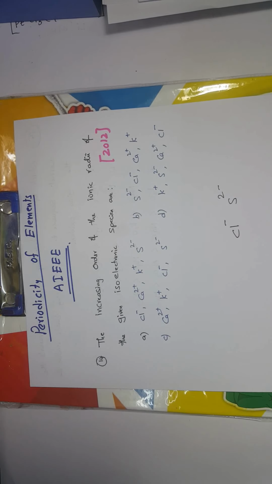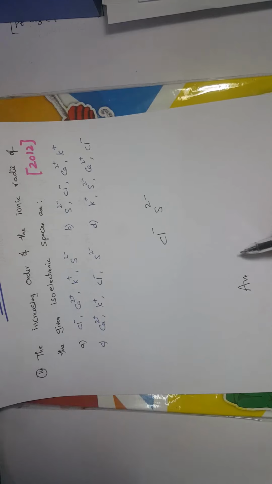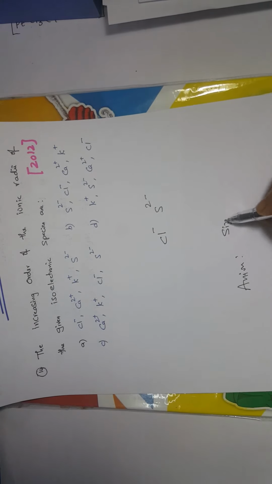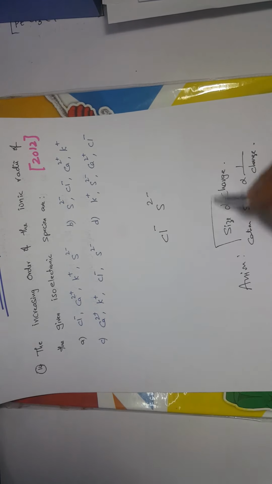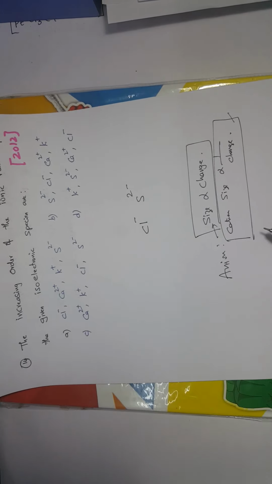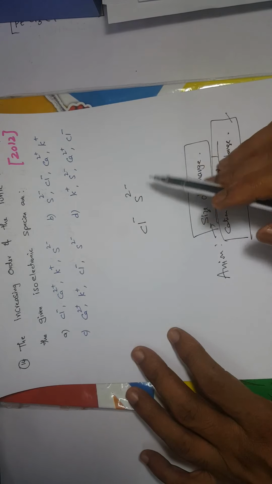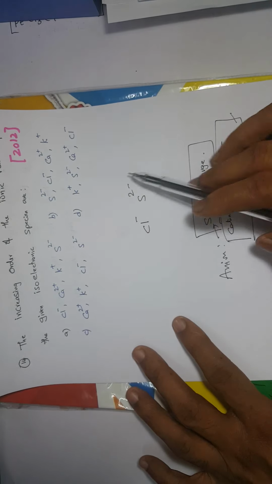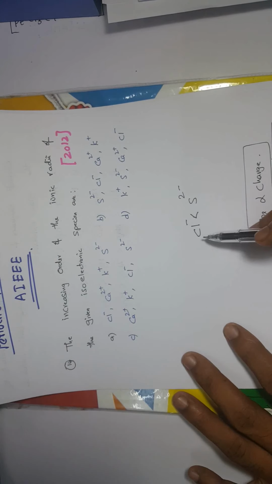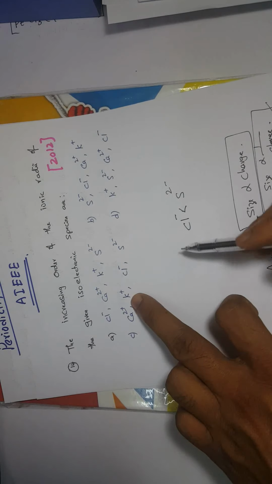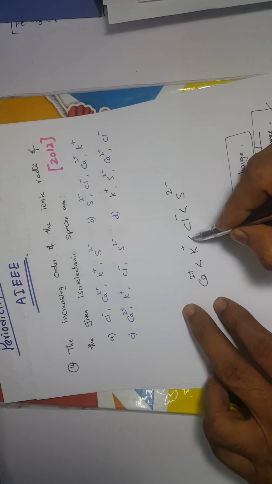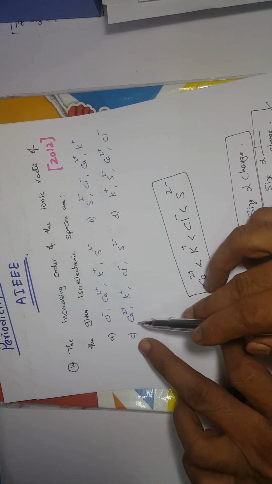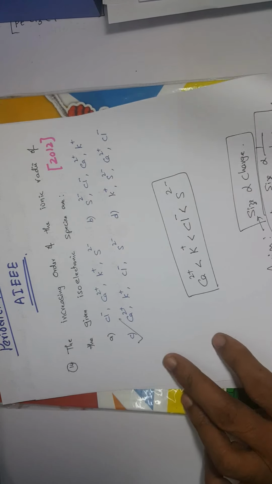Next, in case of anions, size and charge are directly proportional. In case of cations, size and charge are inversely proportional. You have to remember these two for anions and cations. So in case of anions, as charge increases, size also increases. That's why anions are bigger than cations. So S2 minus is bigger than Cl minus. And in case of cations, which one has the smaller charge? That is the bigger one, K plus, and calcium 2 plus is the smallest one. So the order is calcium 2 plus, K plus, Cl minus, S2 minus. So this is the answer.